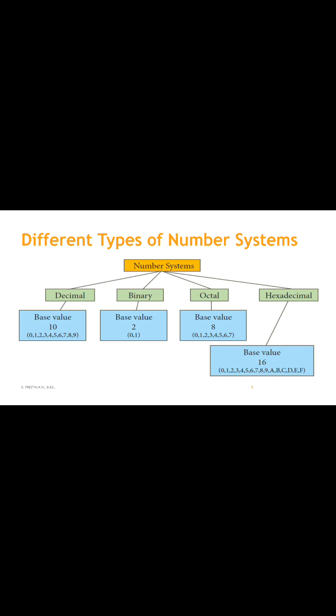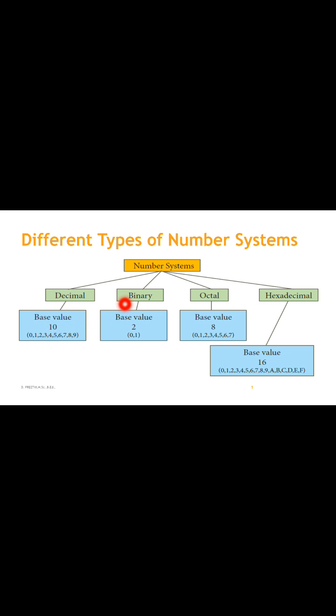So these are the types of number systems. First one is the decimal number system. Next one is the binary number system. Third one is the octal number system. And fourth one is the hexadecimal number system. First is the decimal number system. In the decimal number system, we have the values from 0 to 9: 0, 1, 2, 3, 4, 5, 6, 7, 8 and 9. Totally here we have 10 numbers, so its base value or radix is 10.